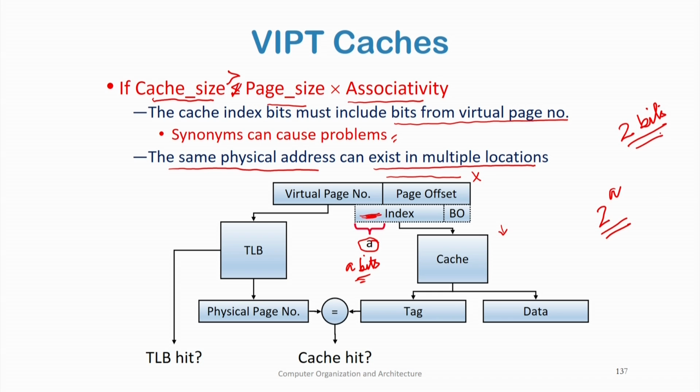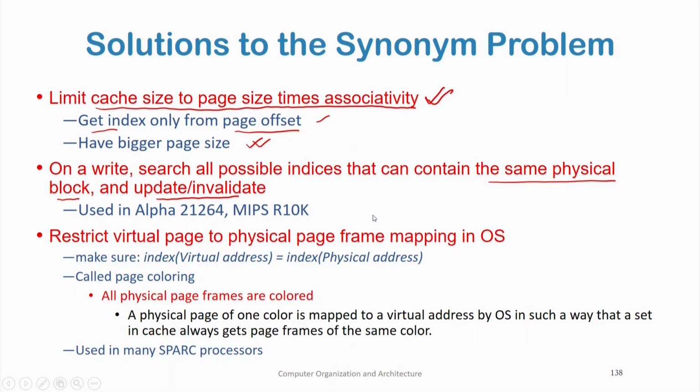So, that means that to index the cache, I have used parts of the page offset. For this part, the physical address and the virtual address are the same. I have no problem. For these 2 bits, this A part is 2 bits. I can have 4 different sets in which the same physical address can reside. I can have 2 to the power 2 equals 4 different places in which a particular physical page can then reside. So, now for all these 4 locations, for all these 4 sets, I have to check.